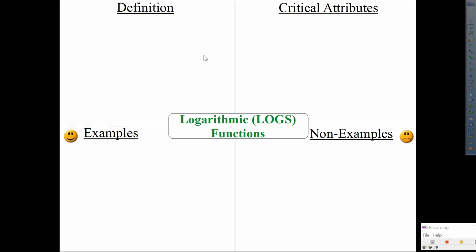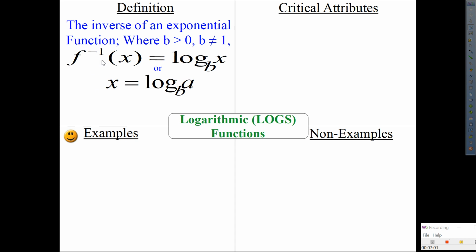Now, let me show you how they are written right there in the definition. They can be written as follows: f inverse of x equals log base b of x, or x equals log base b of a. Those are logarithmic functions. Other examples of logarithmic functions, here it is: f inverse of x equals log base 5 of x, and 3 equals log base 4 of 64.